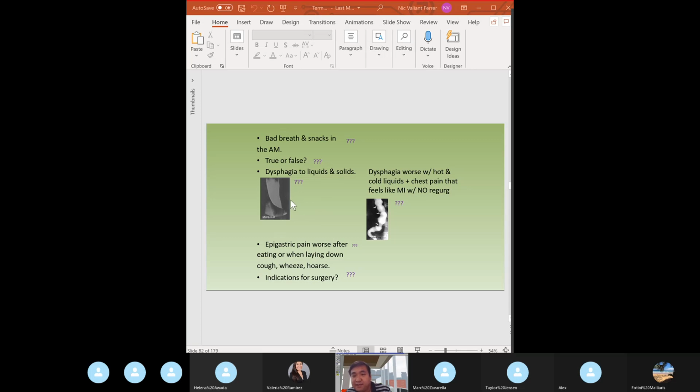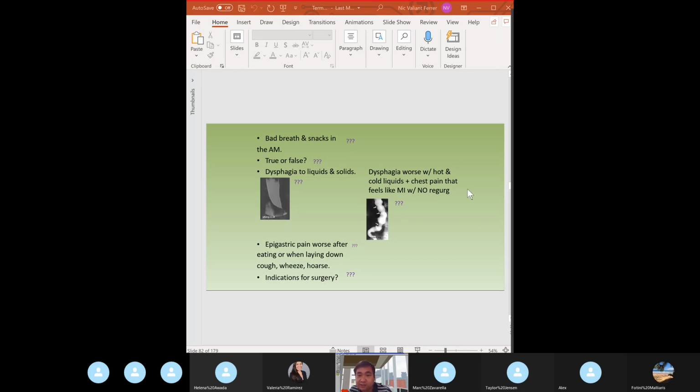Someone said it. Bird beak. Achalasia. What's the treatment? What can we give? You can give muscle relaxants, right? So calcium channel blockers, diltiazem. You can give nitrates. You can give Botox injection, or you can do a myotomy. Don't forget, associated with Chagas and esophageal cancer.